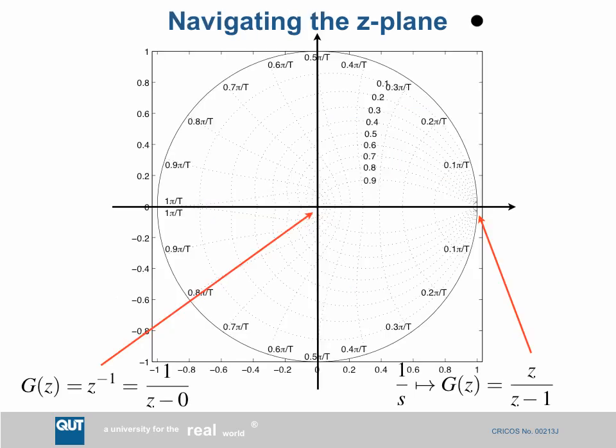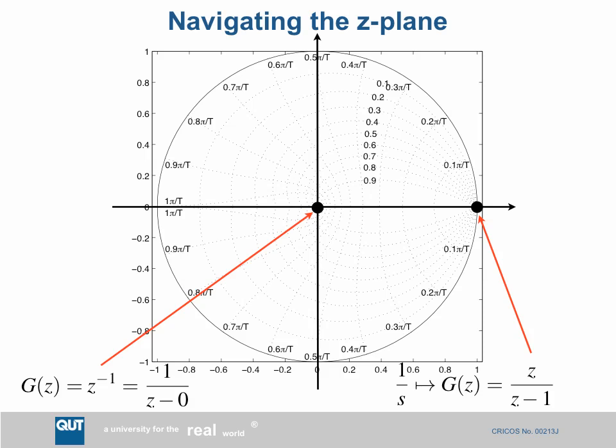So let's look again at this z-plane, and we're going to overlay on that some lines of damping factor and frequency, and we can see that the frequency lines, 0.1 pi on T, 0.2 pi on T, increase as we move from the right to the left hand side of this unit circle, and we can see that the damping is very low near the edge of the circle, and it increases as we move down towards the horizontal axis. The damping numbers there are 0.1, 0.2, 0.3 and so on.